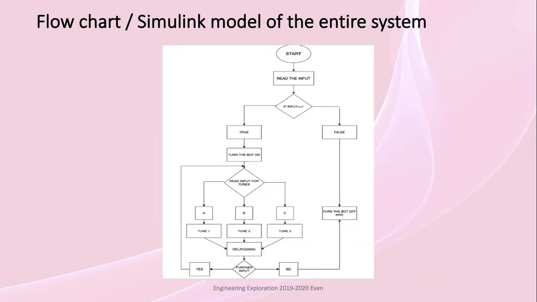Here is the flowchart of our system. On opening the Musics app, the user would be asked if to turn the bot on, and 1 will be sent as the input to turn the bot on. Then the user would be asked for an input to select among the tunes, and the input would be sent accordingly and the tune would be played for 2 minutes. There'll be a delay wherein the user can choose any other option if he wants to. If there is no further input, then the bot would be turned off.